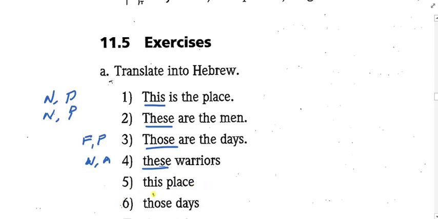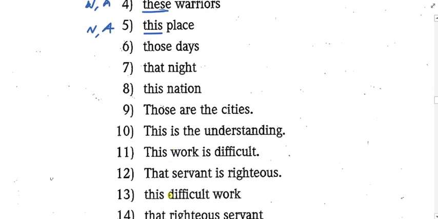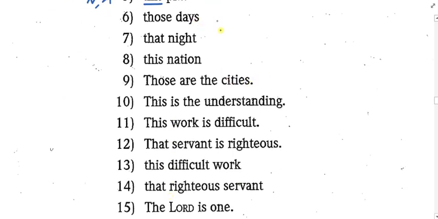Number 5, the demonstrative is this. Near or far? And adjective or pronoun? Adjective. Good. Number 6, "those days." Which word's the demonstrative? Those. And it is far. And is it the adjective use? Yeah. Good. Which one is the demonstrative here? That. Near or far? Far. Pronoun or adjective? Adjective. Good. "This nation." This is near and adjective. Over here, the demonstrative is those. Which one? Far. And use?